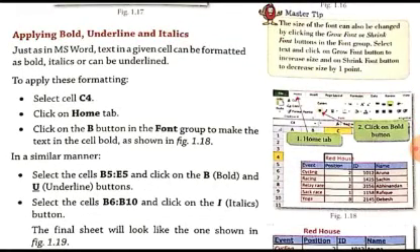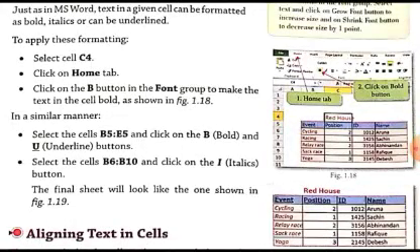Similar steps have to be followed for italicizing also. If you want to make the text bold in a range of cells, then instead of selecting just one cell, you can select the range of cells. For example, here we are selecting the range B5 to E5, which is the row containing the headers of the table.